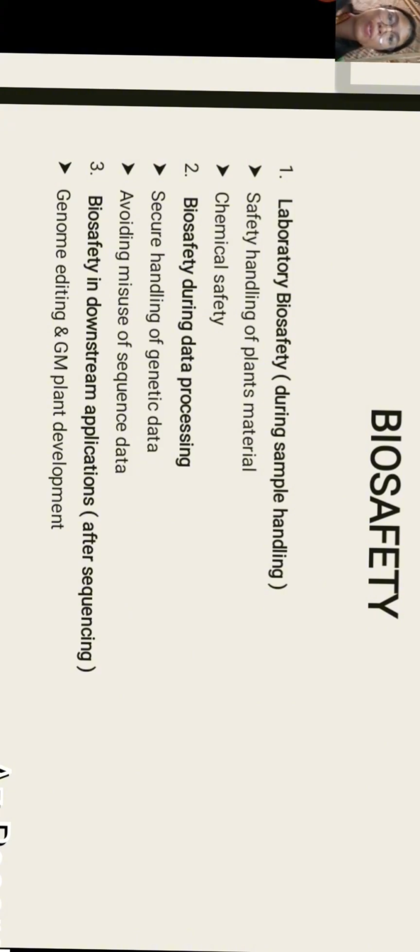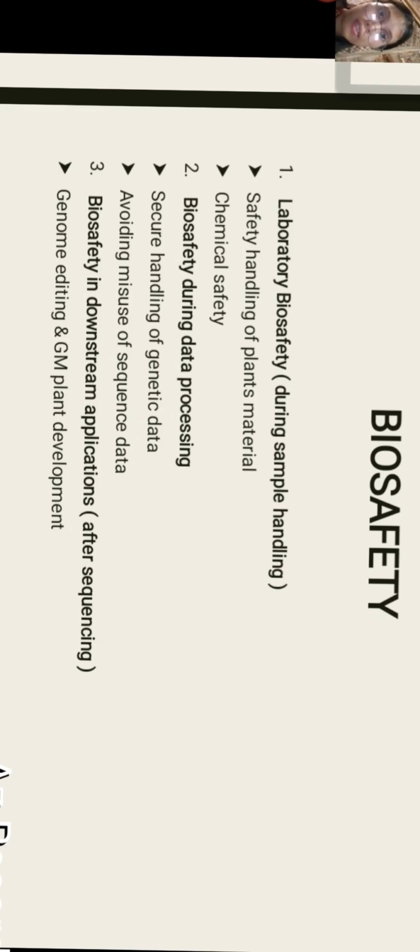Number 2 is biosafety during data processing. This means protecting genetic information while analyzing it on computers. Why does it matter? Because DNA data can be sensitive. If it leaks, it could be misused. So keep DNA data safe on computers.